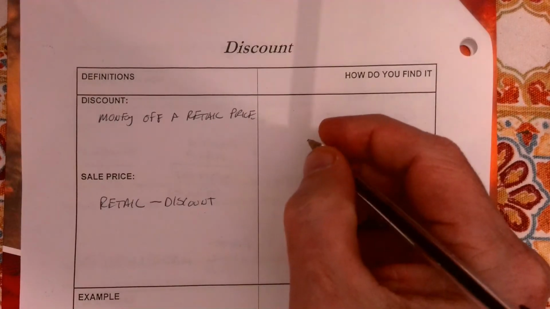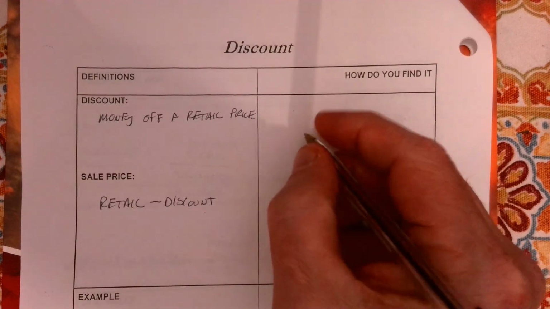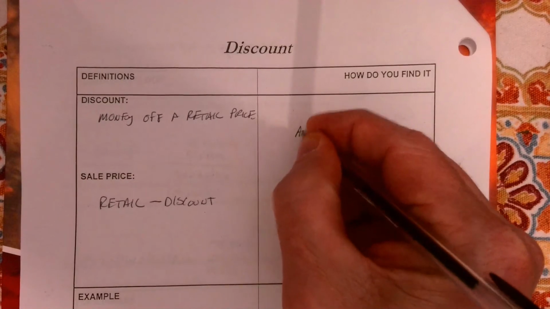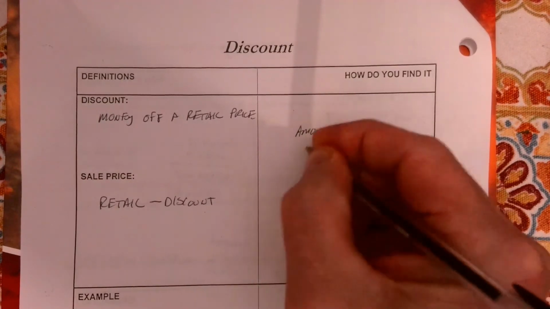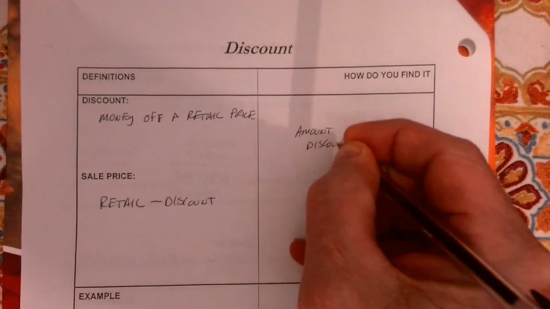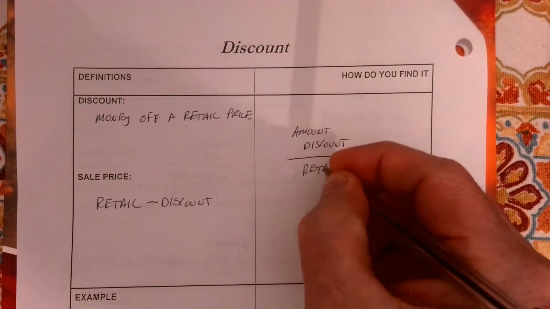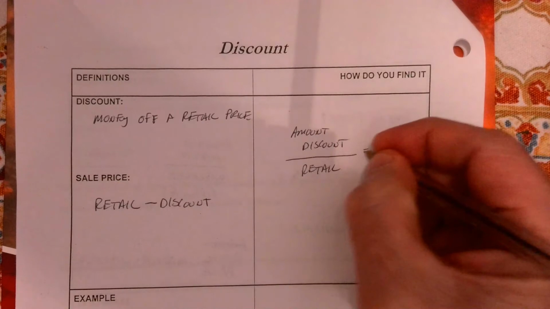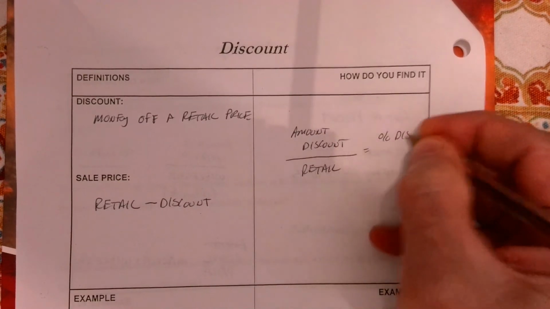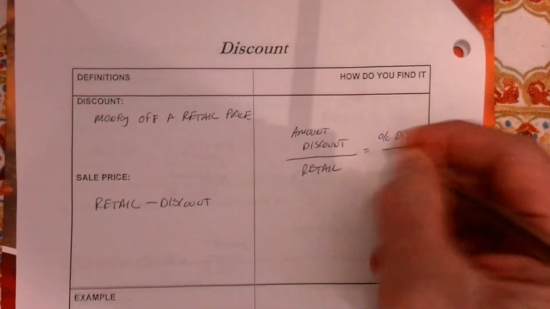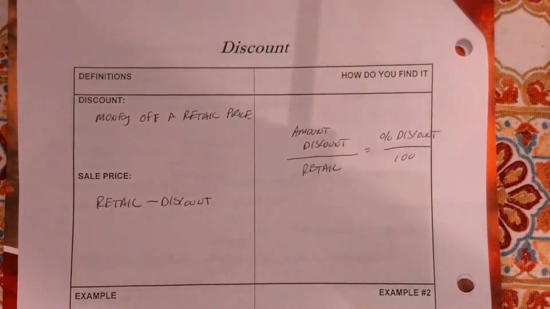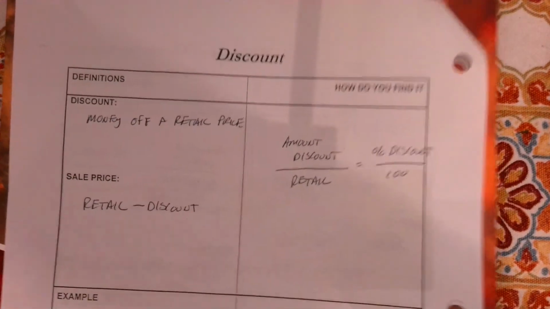Very similar here. So it is the amount of discount, and this is in dollars, over the retail price, that's what we're starting with, or the original, again, equals the percent of discount over 100. Okay. So here's a couple of examples again for you, very similar to the first page.